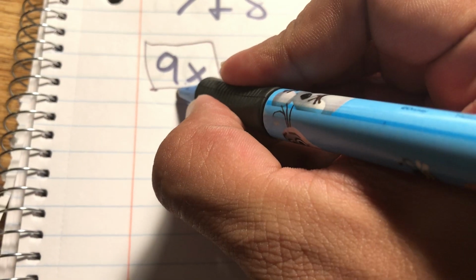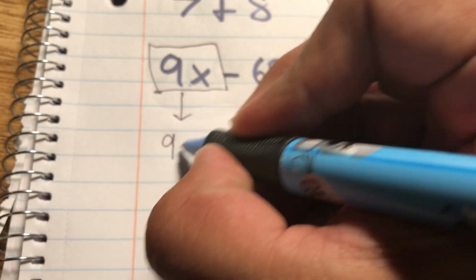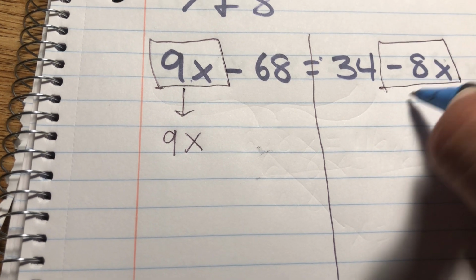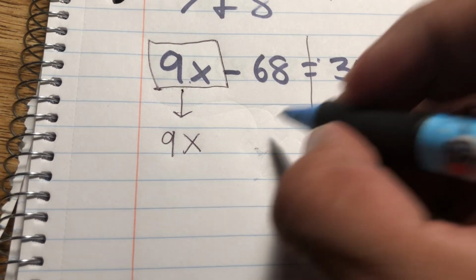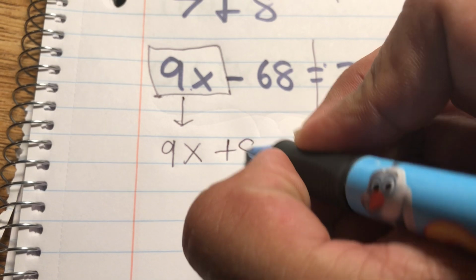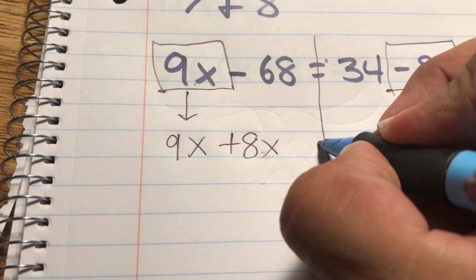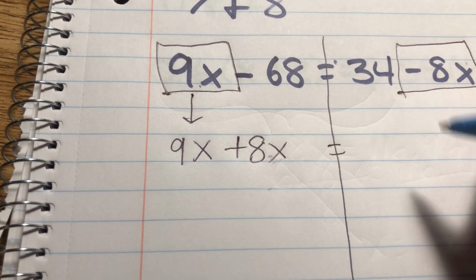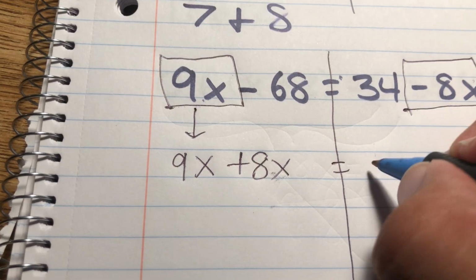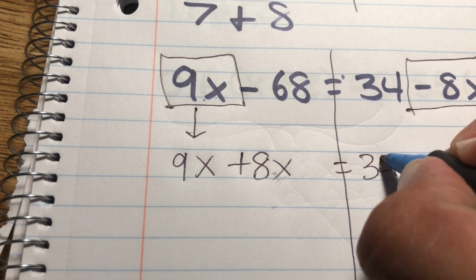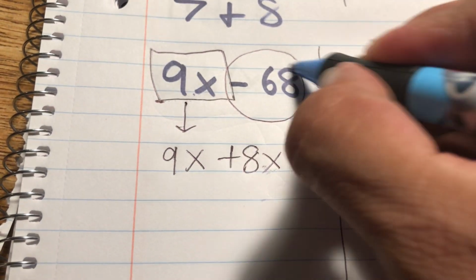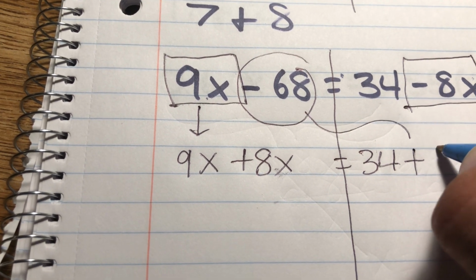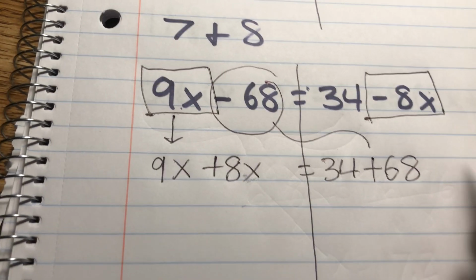Now, the 9x, I'm going to shift it down because I like the x's on this side. So, 9x is here. Then I'm going to move this minus 8x to the other side, which is going to make it a plus 8x. So now all my x's are on one side. All my numbers need to be on the other side. So the 34 is going to come down. And this minus 68 is going to go to the other side and become plus 68.